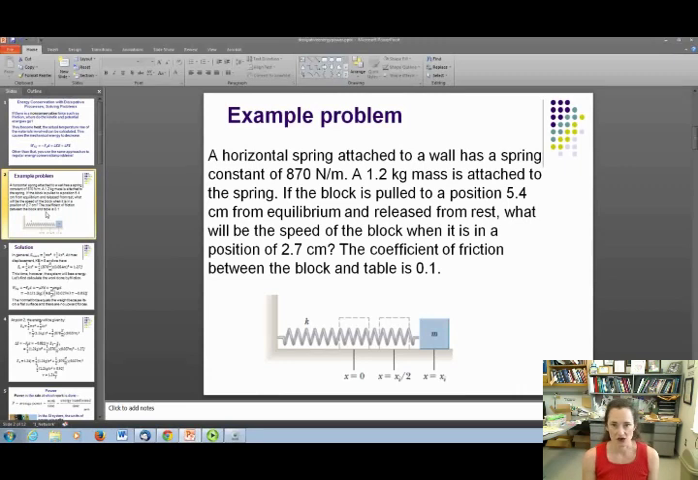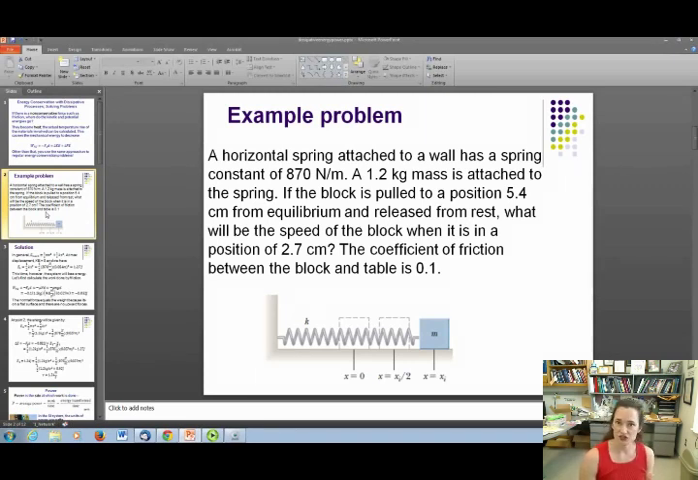Now, this one says a horizontal spring is attached to a wall and the spring constant is 870 newtons per meter. It's a 1.2 kilogram mass attached to the spring, and then you pull the block 5.4 centimeters from the equilibrium position and you release it from rest. You don't push it or anything. So what's the speed of the block when it's at a position of 2.7 centimeters? And this time you have to consider that the coefficient of friction between the block and the table is 0.1.